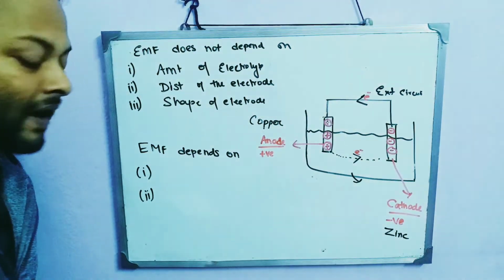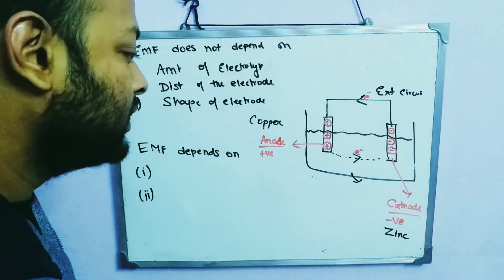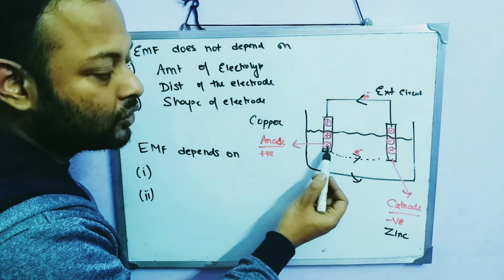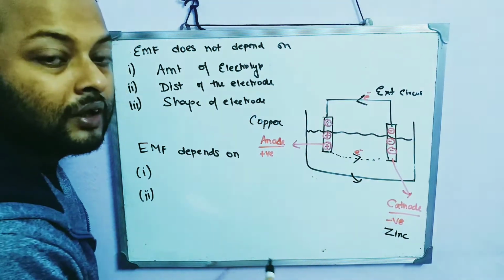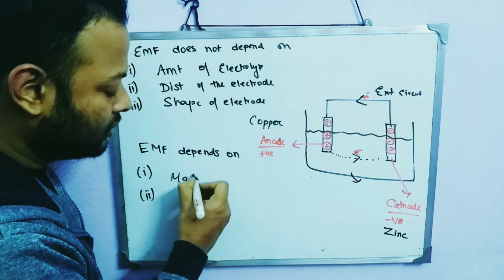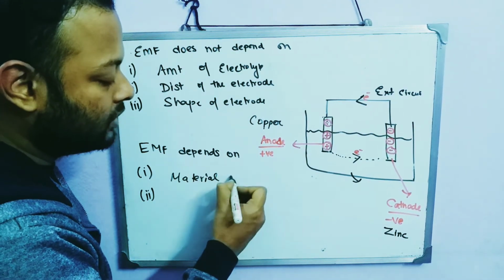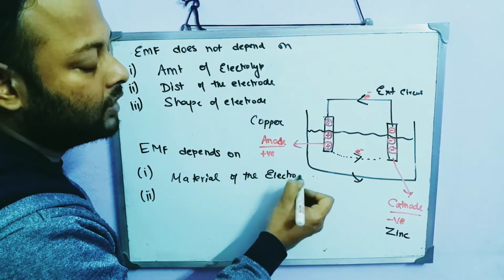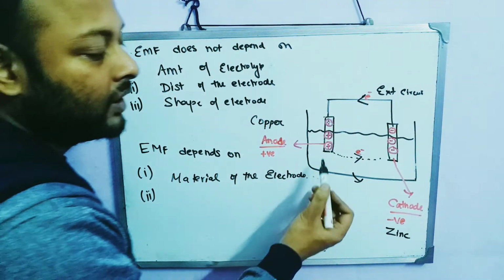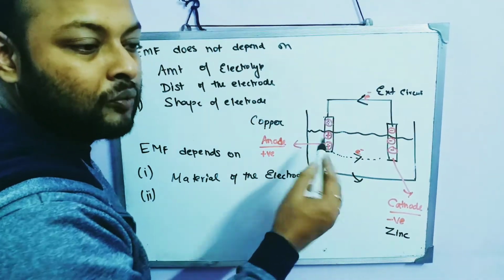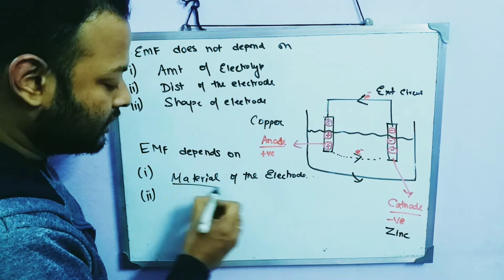But on what factors does it depend? It depends upon two factors. The first factor is the electrodes, this positive terminal and negative terminal. What materials are they made of? So it depends on the material of the electrode, whether it is made up of graphite or copper or aluminum, whatever it is. So the material of the electrode.